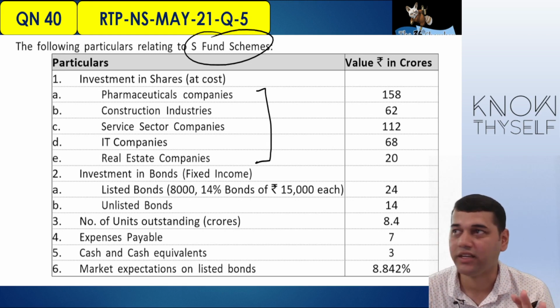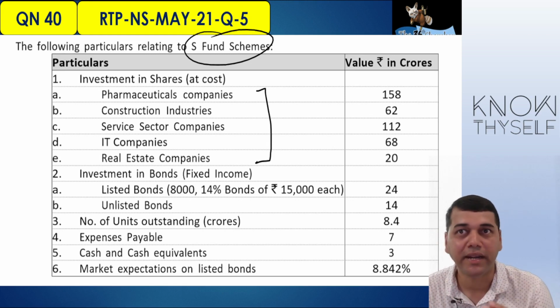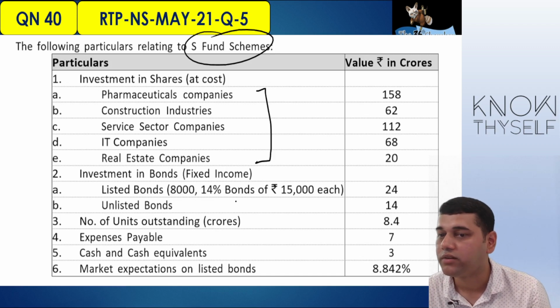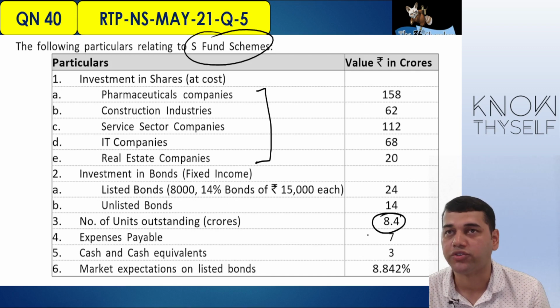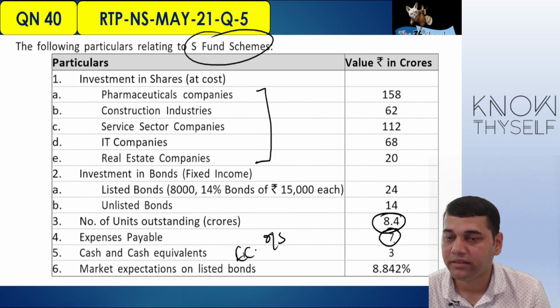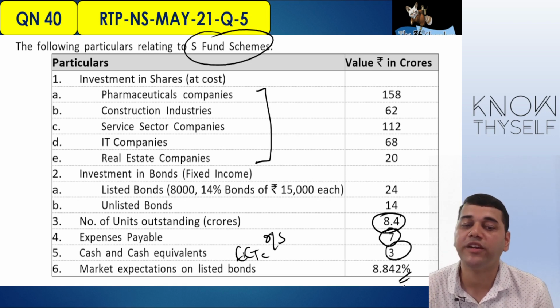We started like this only, correct? Now they have given you a combined investment in bonds, which is giving you fixed income, listed and unlisted. They gave you the listed number of bonds, 14% rate of interest, and all the stuff. Outstanding number of units in crores, cash and cash equivalents, expenses payable, outstanding liability. This is CCE, cash and cash equivalent 3. Market expectation on the listed bonds is 8.842%.